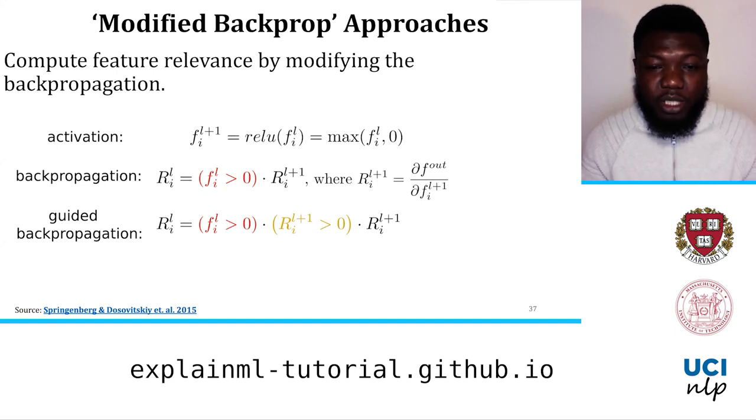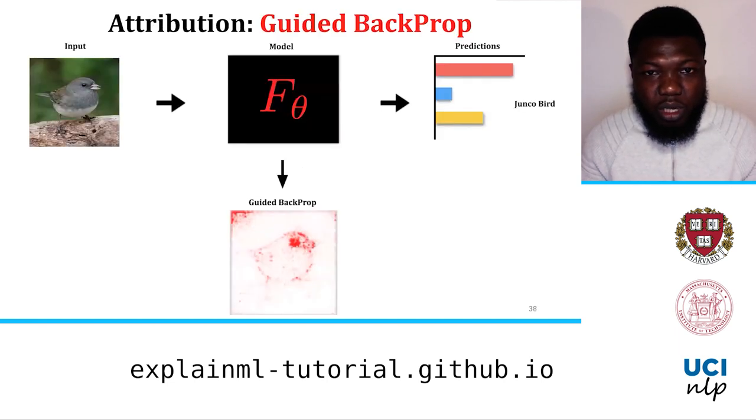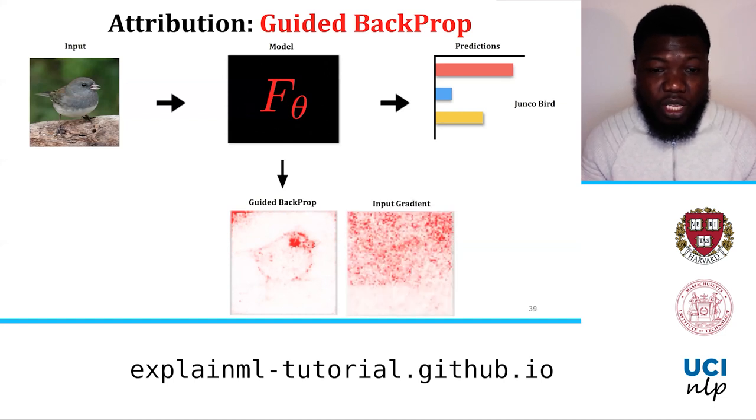What this method does is modify the regular backpropagation approach. The key modification is that it zeroes out the negative gradients during the backpropagation iteration. This simple change actually makes drastic changes in the behavior of the guided backprop saliency map. So here's a visualization of the guided backprop saliency map, and you can see that it's more sparse than the original input gradient that we considered.